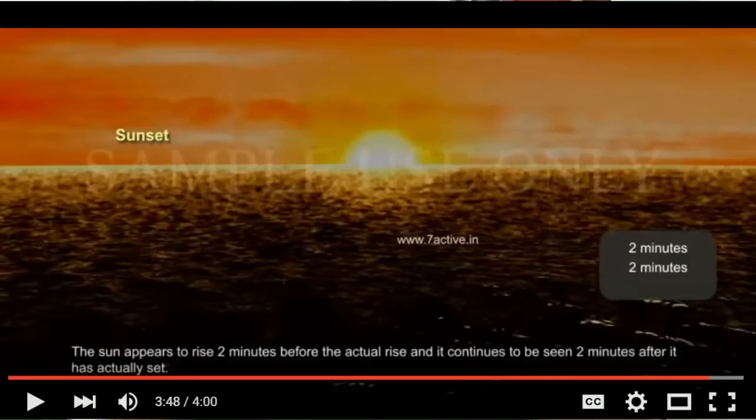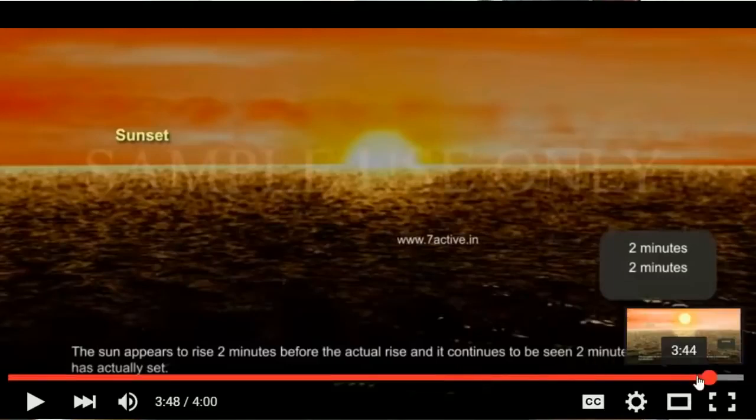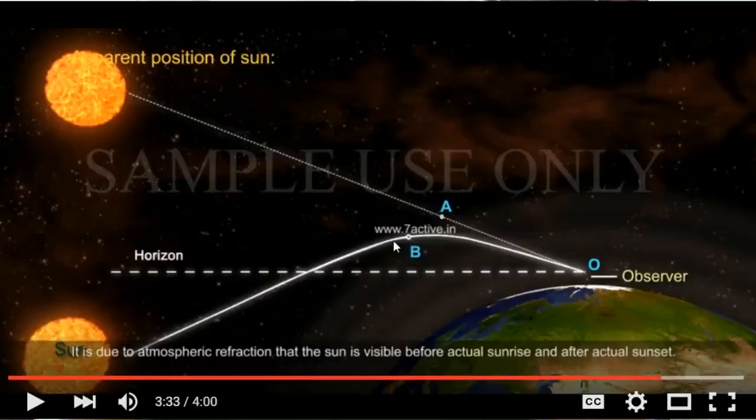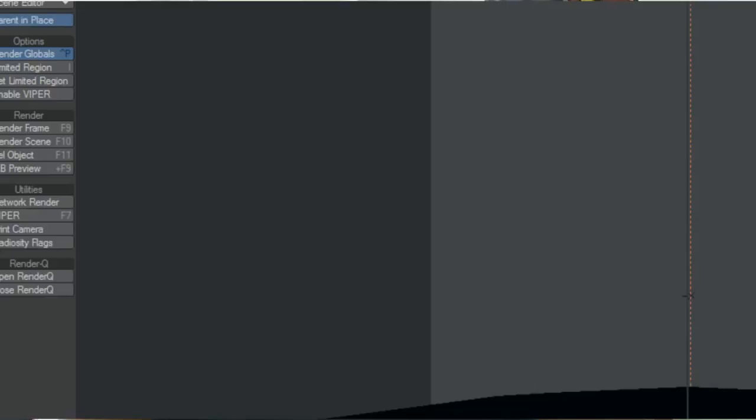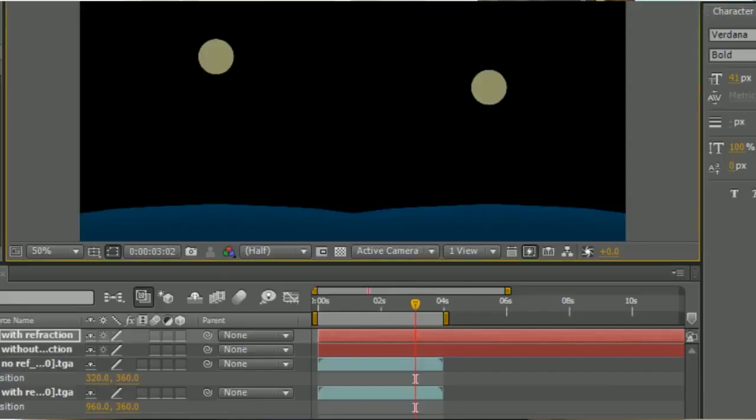This guy's saying that the sun appears to rise 2 minutes before the actual rise and continues to be seen 2 minutes after it has actually set. On a convex planet with the warm air bending up away from you, not toward you, this is in direct violation of what they say is happening here, okay? It should not be bending down toward the Earth. It should be bending up away from the Earth. So what I did is just simulated here in Lightwave a little test to show you what would happen if the refraction were happening on a convex planet. And basically what I do is I just added a little glass sphere over the convex Earth, and then I compared the two.